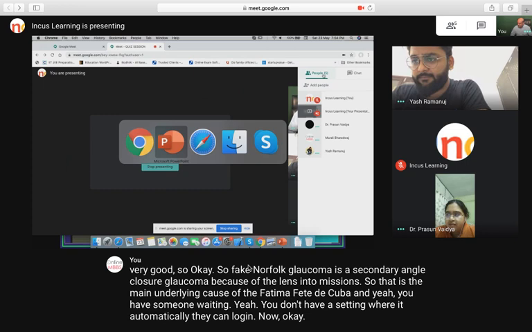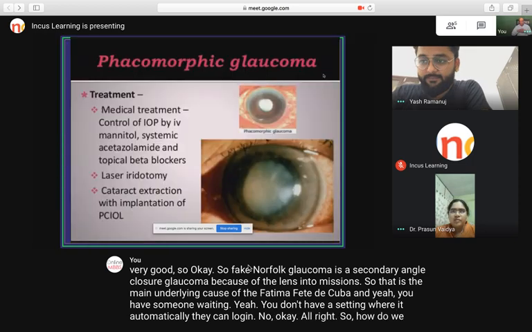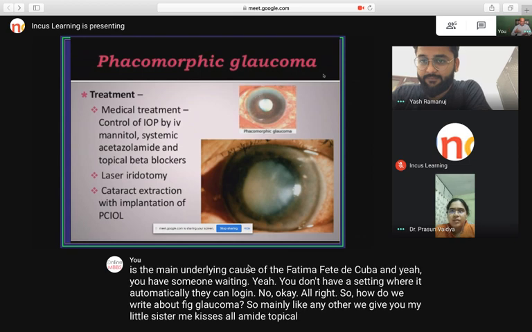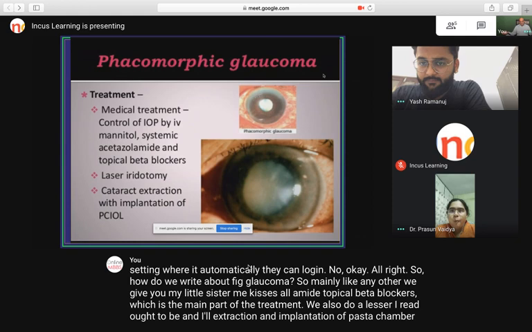Alright. So how do we treat phacomorphic glaucoma? Mainly like any other glaucoma, we give mannitol, systemic acetazolamide, and topical beta blockers, which is the main part of the treatment. We also do a laser iridotomy, and ultimately cataract extraction and implantation of a posterior chamber intraocular lens is considered the management of choice.